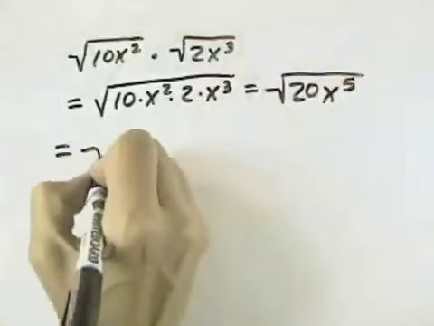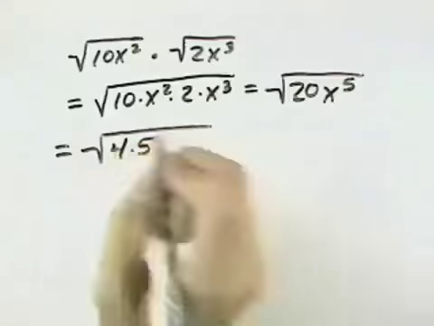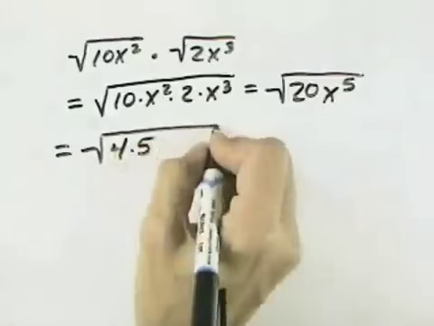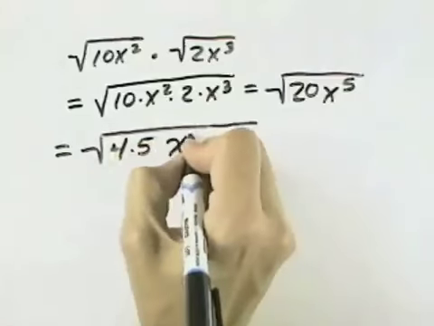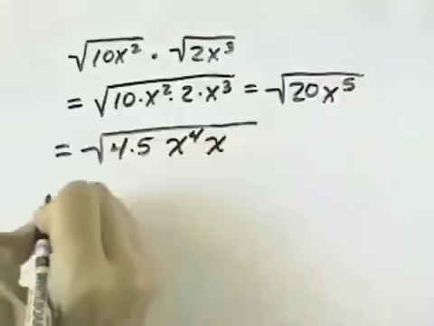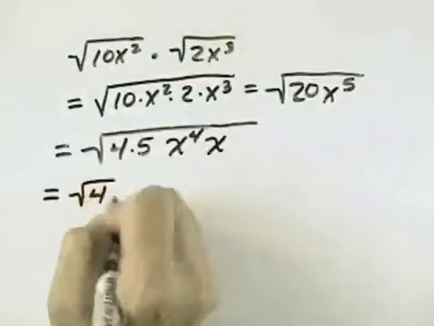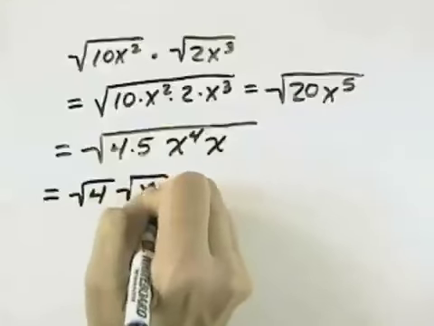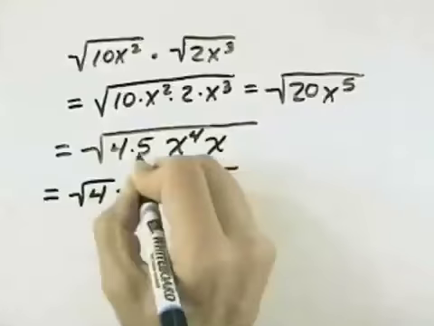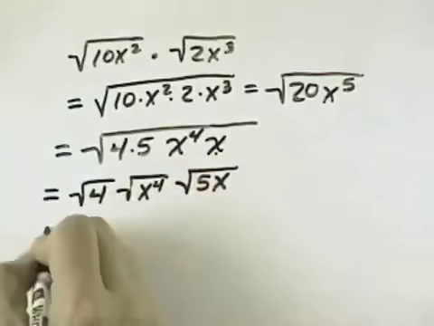From there, we could break that down and say that 20 is 4 times 5, and I'm choosing that because 4 is a perfect square. And we could say x to the fifth is x to the fourth, which is a perfect square because it's an even exponent, times the 1x that is left over. And that would allow us to break this down into the square root of 4 times the square root of x to the fourth times the square root. We'll leave the 5 and the x, which are not perfect squares, together under one square root symbol.